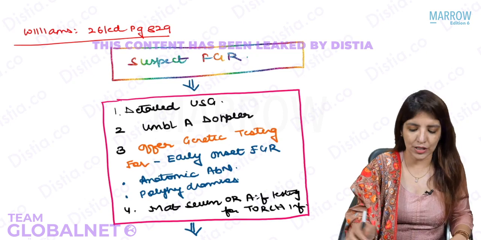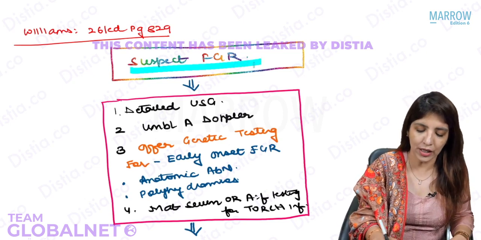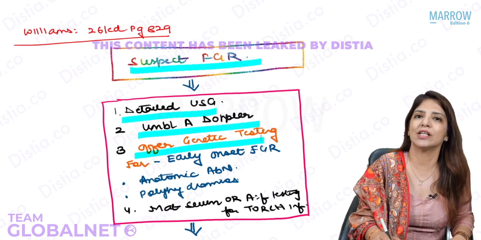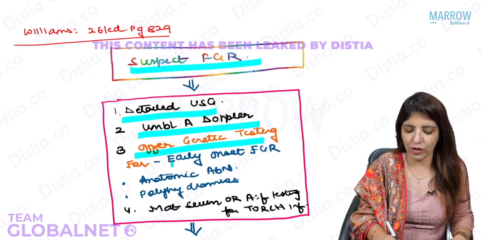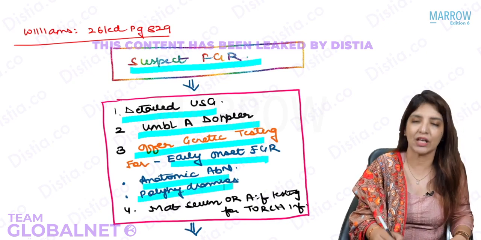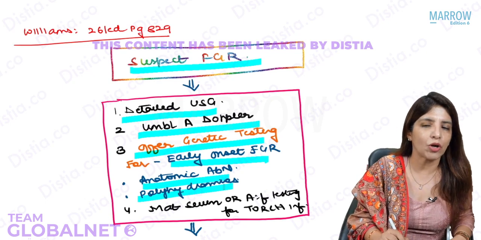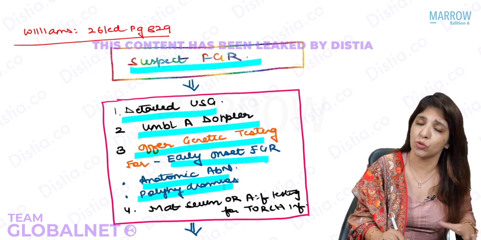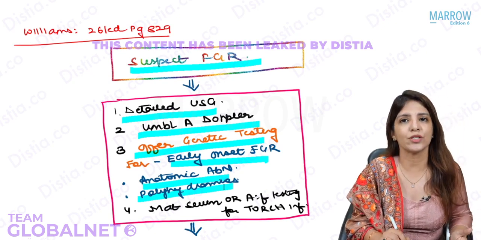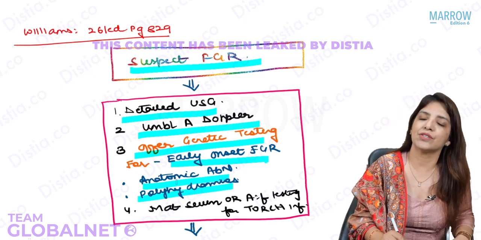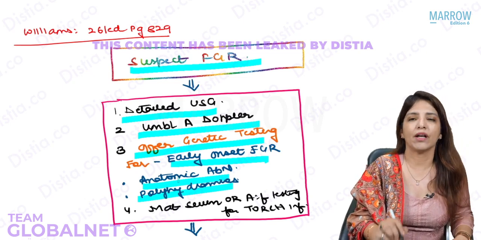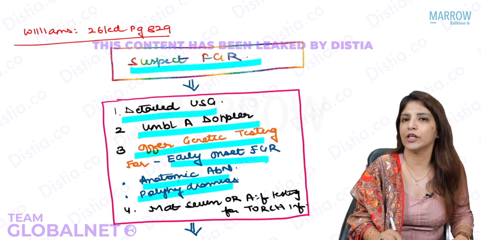So Williams 26th edition says that whenever you suspect fetal growth restriction, you should always go for a detailed ultrasound, umbilical artery Doppler, and you should offer genetic testing. Genetic testing should be offered if you are getting early onset IUGR, or if there are anatomical abnormalities, or if there is polyhydramnios. If there are anatomical abnormalities, then the chances of chromosomal abnormalities are high. If there is polyhydramnios associated with IUGR, then there are chances of chromosomal abnormalities. And if there is early onset fetal growth restriction, then there are chances of chromosomal anomalies. That is why whenever you are getting any of these three things, you should offer genetic testing.